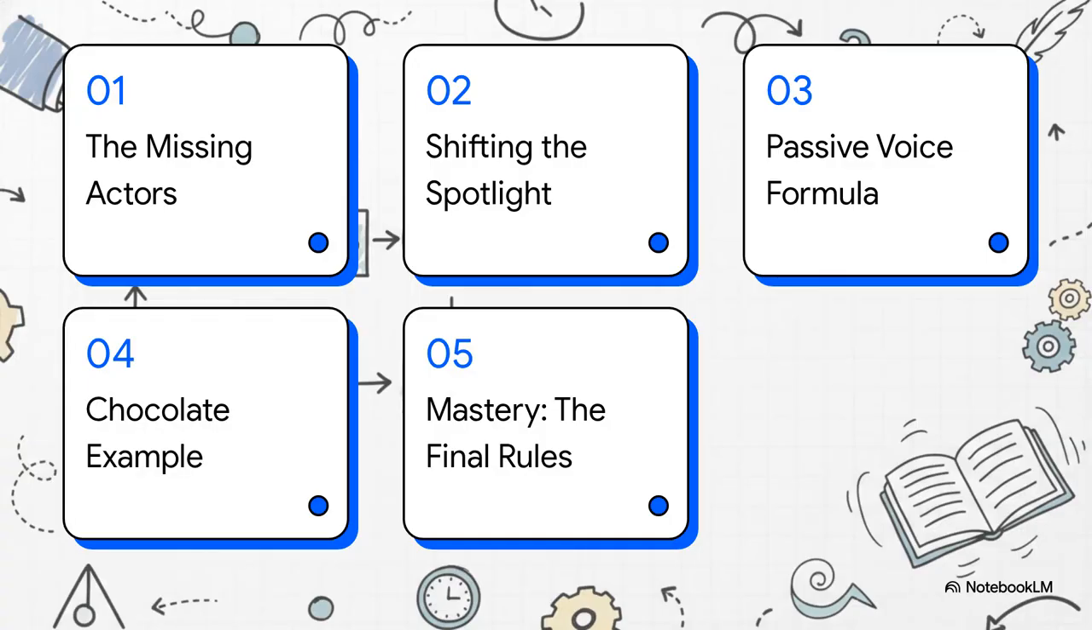So here's our game plan for cracking this case. First, we're going to investigate the case of the missing actors. Then we'll look at how the passive voice is all about shifting the spotlight. After that, we'll get into the nuts and bolts with the passive voice formula. We'll see it all in action with a delicious, chocolate-coated example, and we'll wrap it all up with mastery, the final rules to make you an expert.